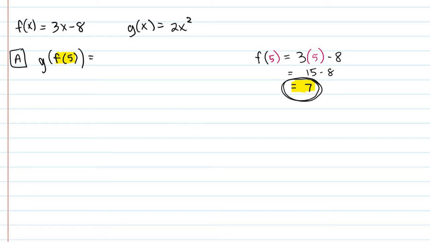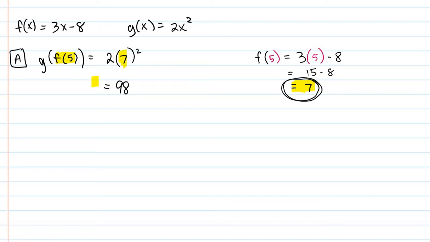So g says we're going to take 2, and we're going to multiply whatever x is, and then we're going to square it. Well, in this case, it's 7 squared, so that was our f of 5 still. And now we just do this math. So 7 squared is 49 times 2 is going to equal 98. So g of f of 5 equals 98.